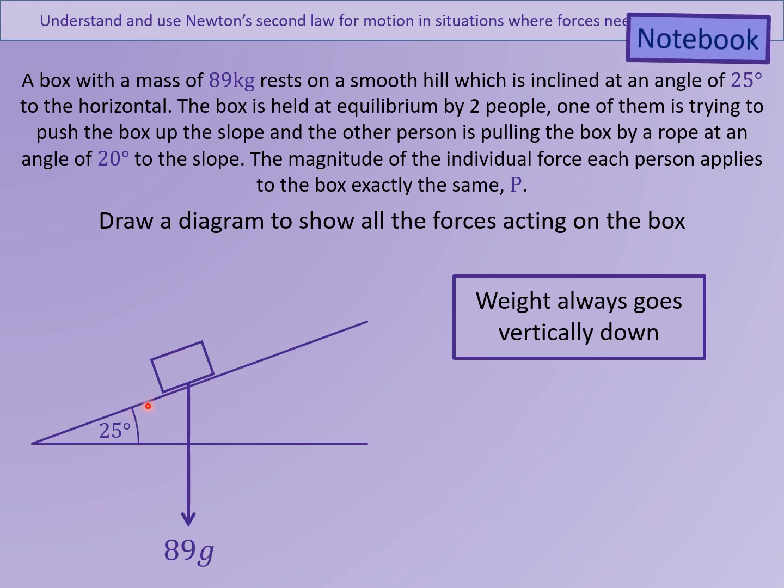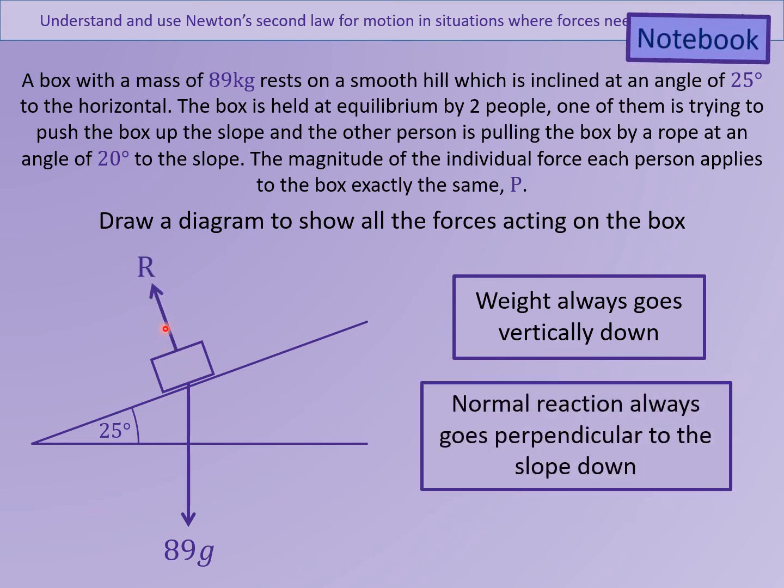Now, because the plane is in this direction, the normal reaction force will be perpendicular. So we can draw our force going perpendicular to that plane. So gravity might pull it straight down towards the centre of the Earth, but the R value always pulls out perpendicular to this plane. Okay, so that's the first two forces.